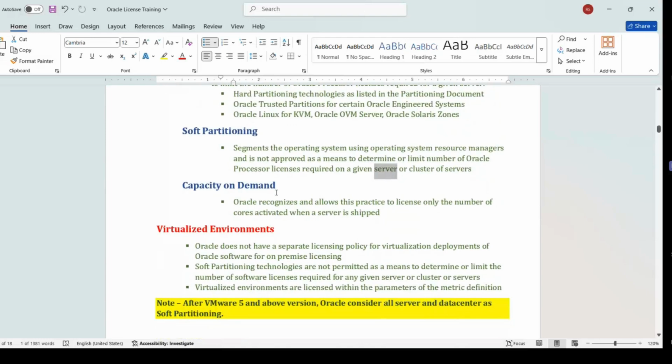Okay. Now capacity on demand. Has anyone heard of capacity on demand before? I have heard of it on that website only. Basically, this licensing requires us to pay only for the processors allocated to Oracle applications. It is also known as hard partitioning.